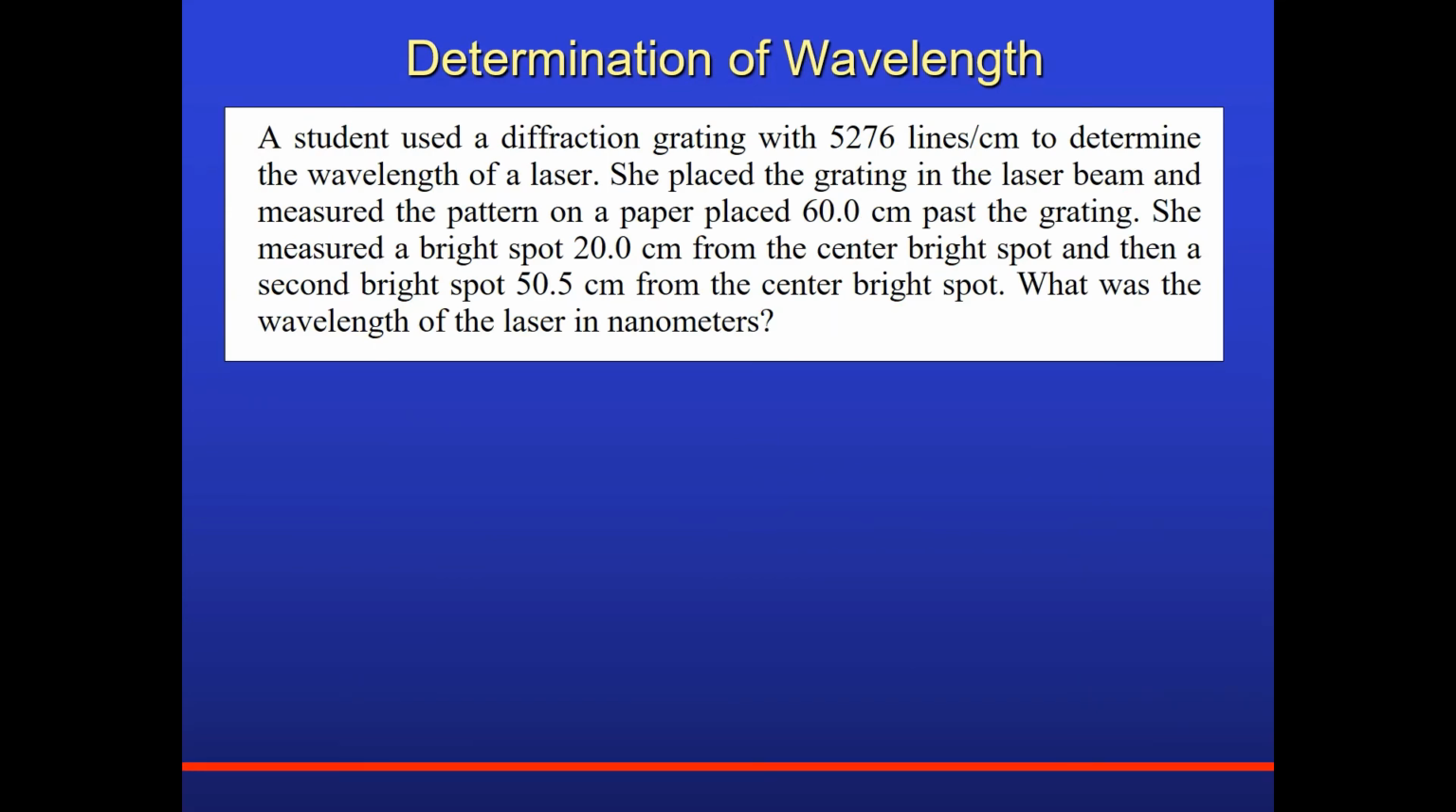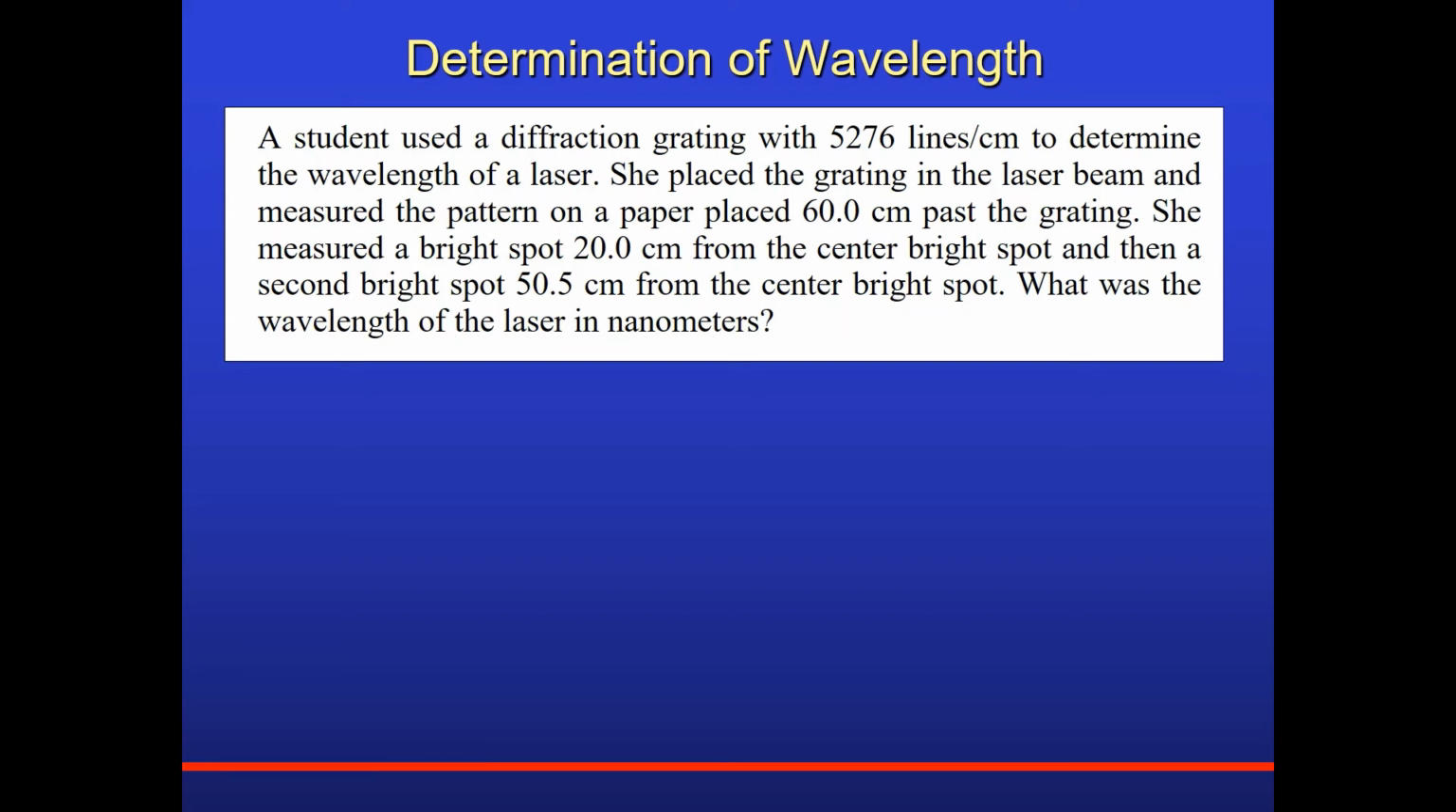Okay, so here's a problem I'm going to work out as an example. This actually is based on real data that a student acquired in lab. So I'm going to work it out, but you can read the problem, record the numbers, go back and look at the picture, and work it out yourself just to make sure you understand and get some practice.